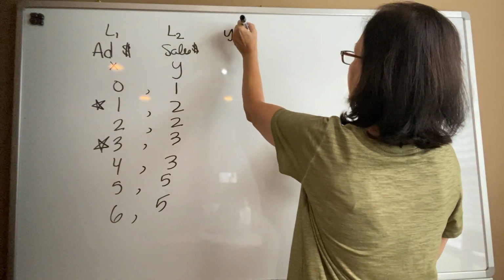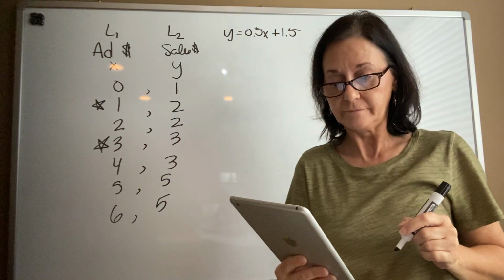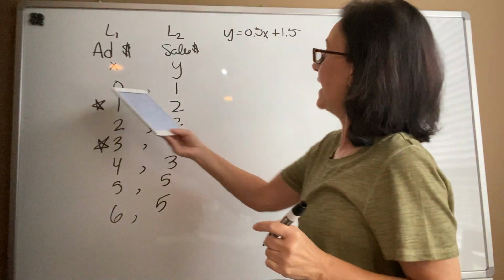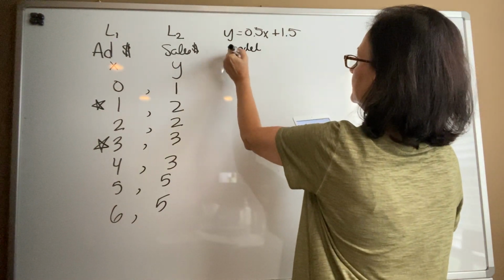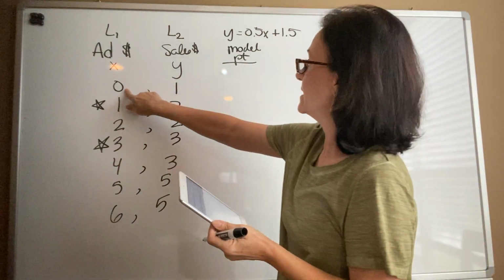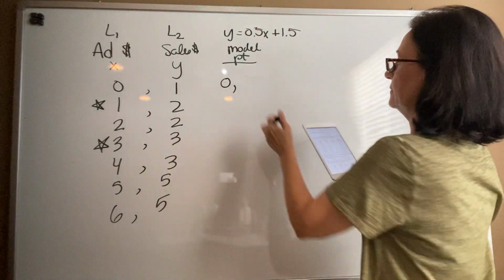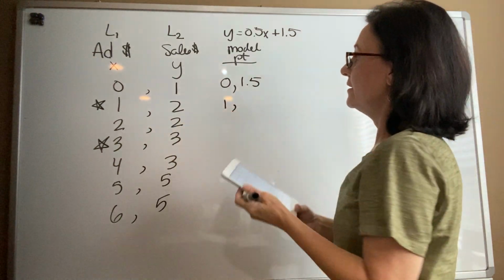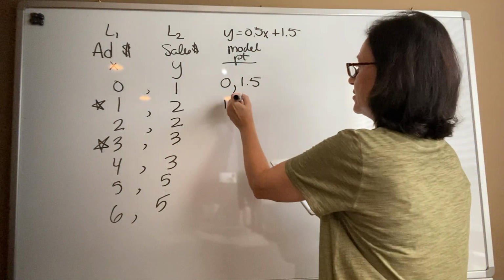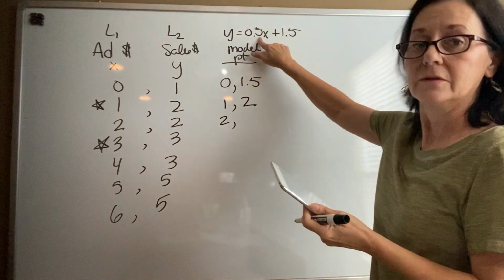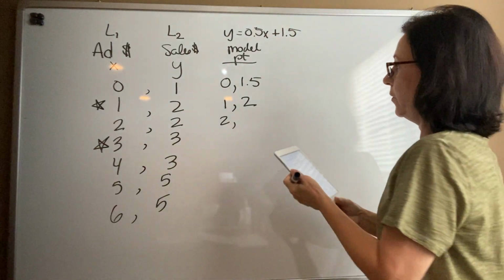They come up with y equals 0.5x plus 1.5. And they plug in the x values into here. And then they come up with the model point. All right, so when they plug in 0, they get 1.5. When they plug in the x value for 1, they get 2, because 0.5 plus 1.5 is 2. When they plug in 2 times 0.5 plus 1.5 is 2.5.